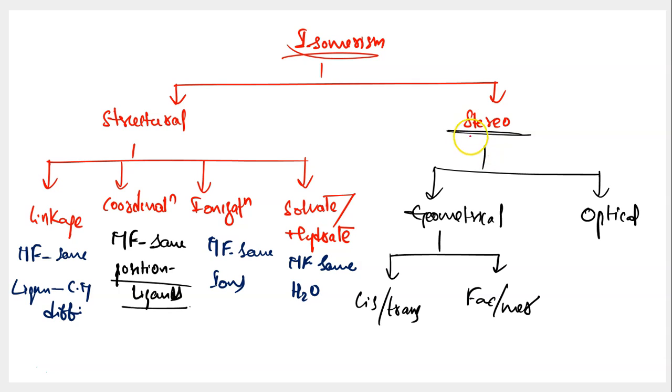So let's get started. The stereoisomerism basically deals with the three-dimensional arrangement of ligands around the central metal atom. The stereoisomerism is further classified into two types. The first one is geometrical isomerism and the second one is optical isomerism. Let's get started with geometrical isomerism first.